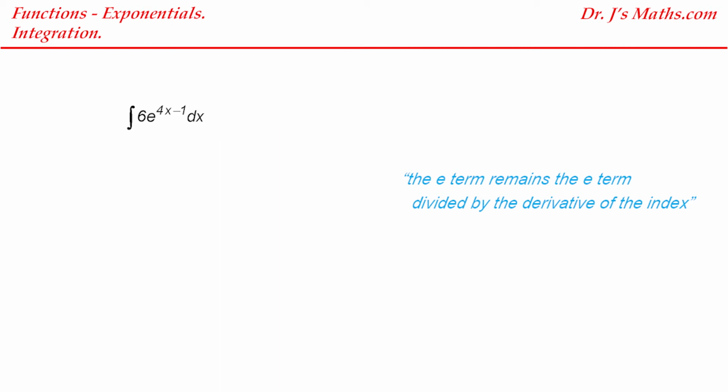The third example is the integral of 6e to the 4x minus 1 with respect to x. The 6 is a decoration, it's a constant, so write that down. The e term goes to the e term, so write down e to the 4x minus 1. Then we divide by the derivative of the index, which is 4. And then we add our location constant. So the final answer is 3 over 2 e to the 4x minus 1 plus c.